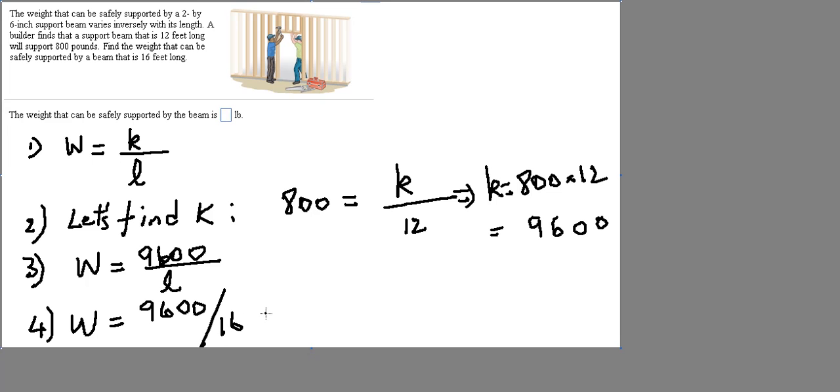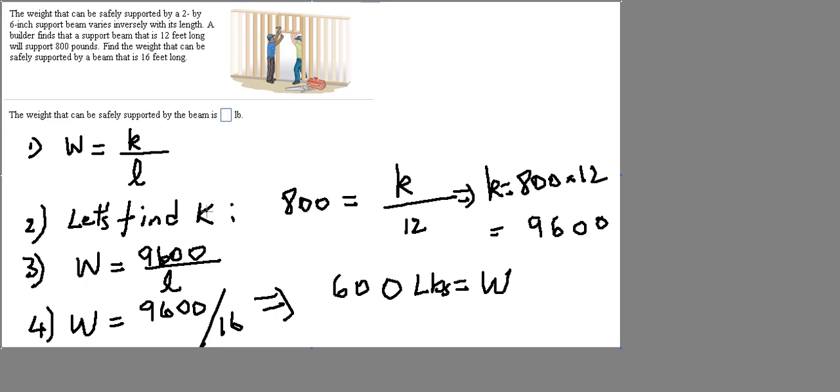It's not going to change. L is 16. So let's divide 9600 by 16. 96 divided by 16 is 6, and then 0, 0, so 9600 divided by 16 is 600 pounds, and that's the weight when the length is 16 feet. Again, 96 divided by 16 is 6. And then 0, 0 would be 600 pounds, and that would be the weight.